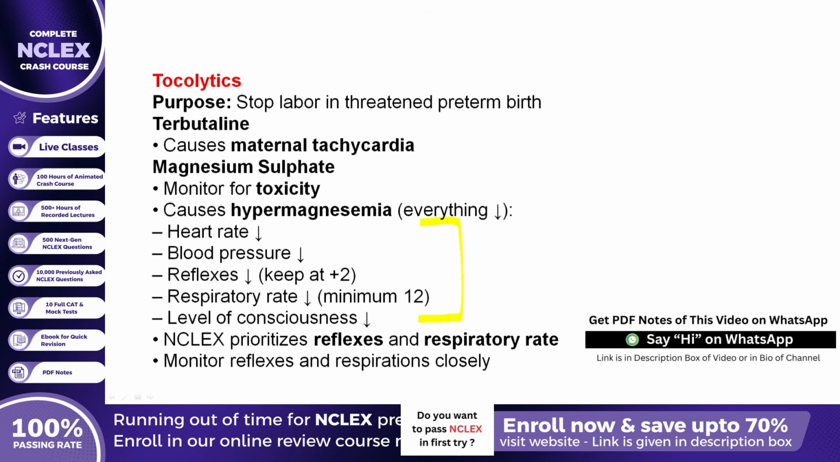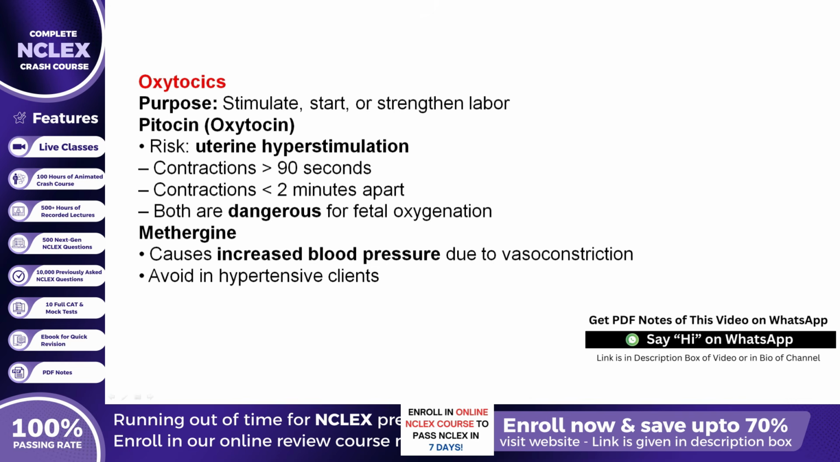Now let us shift to oxytocics, which have the purpose to stimulate, start, or strengthen labor. When we consider Pitocin, also known as oxytocin, the primary risk is uterine hyperstimulation. This includes contractions lasting more than 90 seconds or contractions occurring less than 2 minutes apart, and both are dangerous for fetal oxygenation. Next is methergine, which causes increased blood pressure due to vasoconstriction. For this reason, we avoid it in hypertensive clients.